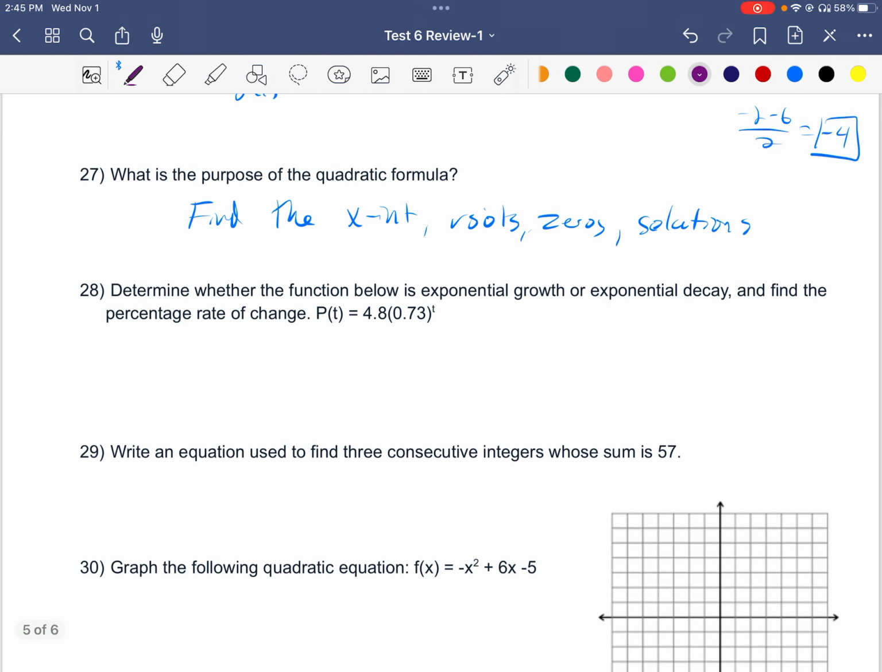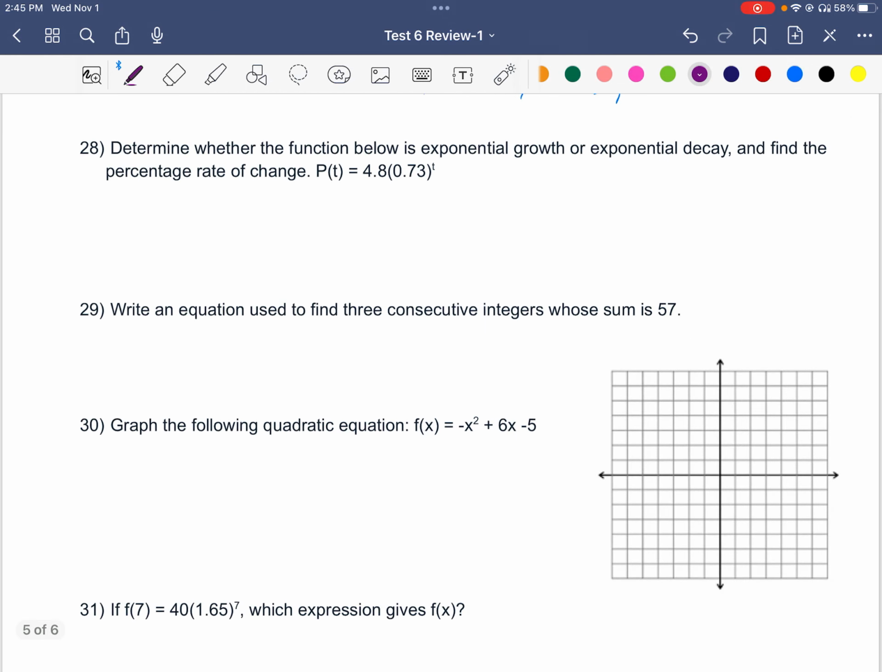Determine whether the function below is exponential growth or decay, and find the percent rate of change. We are looking at that number that is attached to the exponent, to the variable. That's less than 1, so it's exponential decay. The percent rate of change.